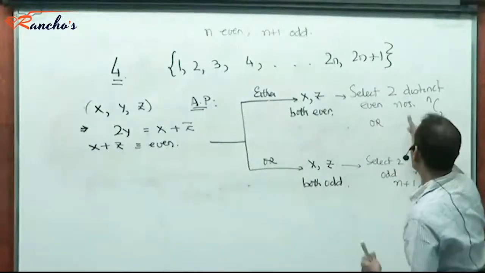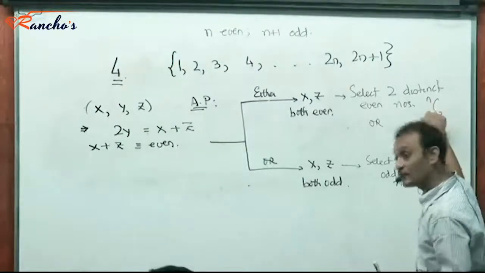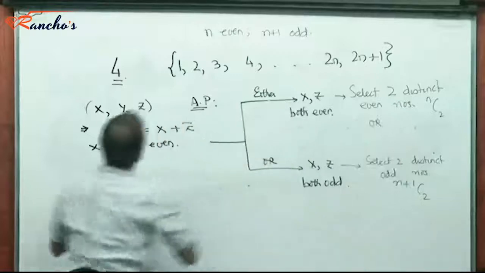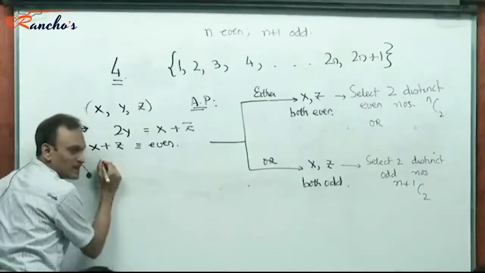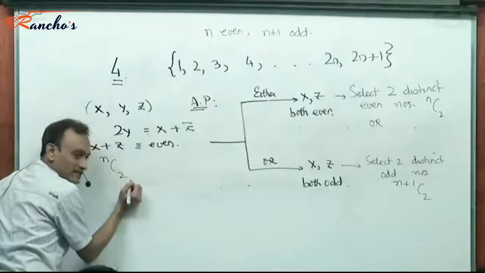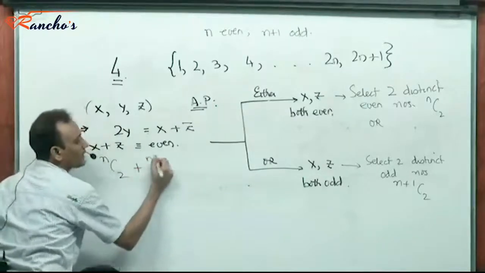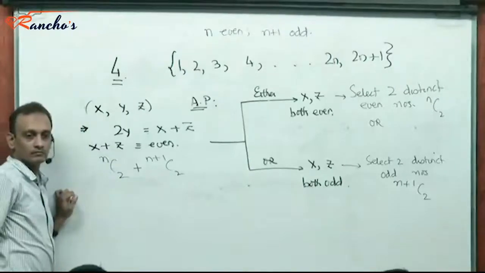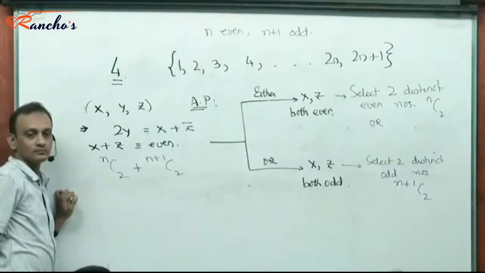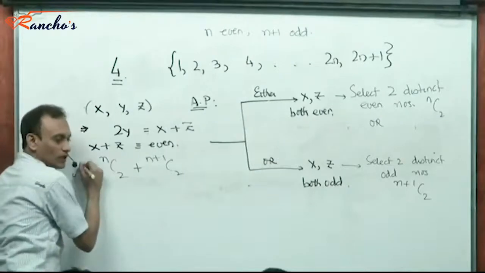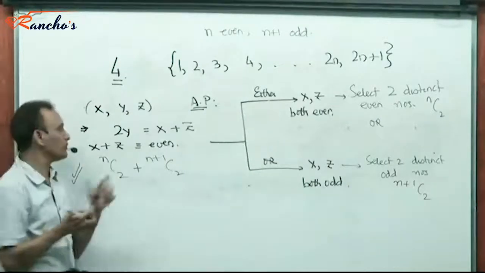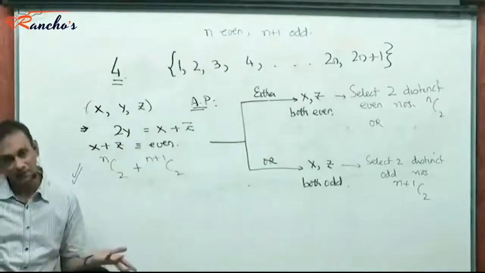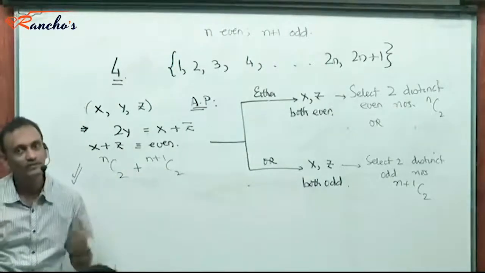So this can be done in nC2 ways. Either we go this way or we go this way. So the total number of ways we could select x and z with x plus z even is both even, nC2 ways, or both odd, n plus 1 C2 ways. So these are the total number of APs. The number of APs would be the number of ways in which x and z could be selected such that x plus z is even. Yes or no? Yes, sir.